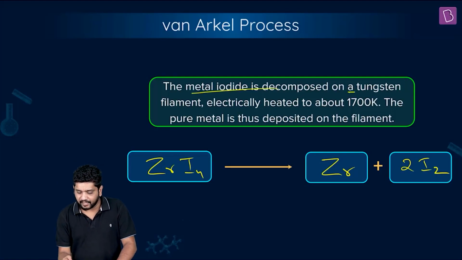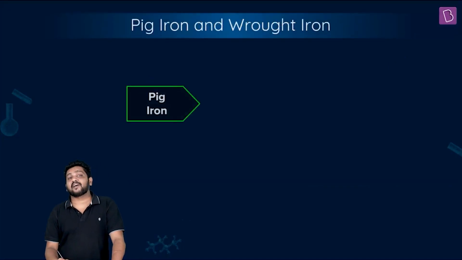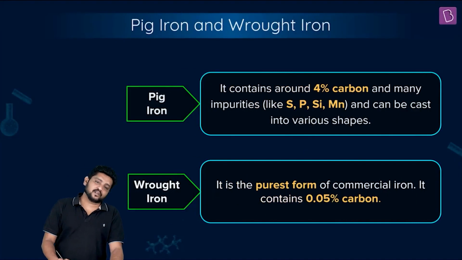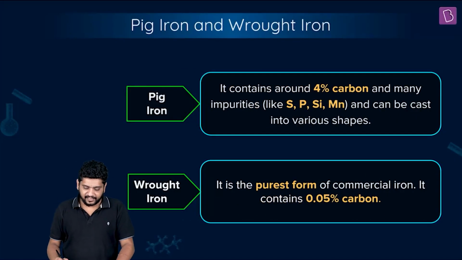The metal iodide is decomposed on a tungsten filament, W, wolframite, right? Tungsten at around 1700 Kelvin, and the pure metal is deposited on the filament. This is what you call the Van Arkel process. This is used for zirconium and titanium, not for nickel, as what was said in the question, right?